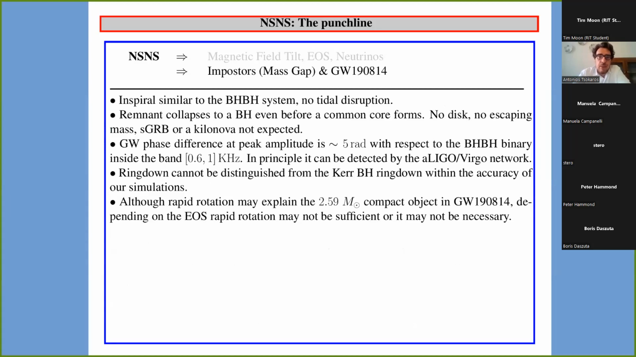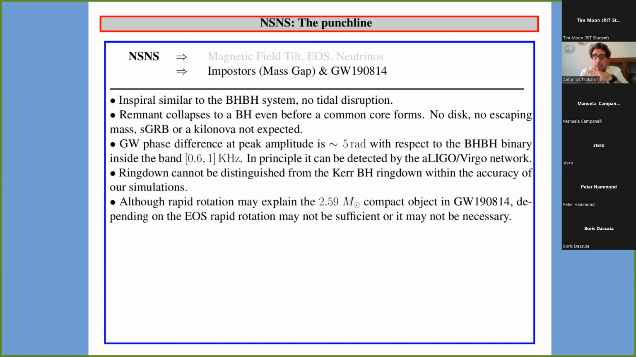Finally, with respect to the neutron stars that may exist in the lower mass gap between 2.5 and 5 solar masses, if they exist, the inspiral is very similar to a binary black hole inspiral. The remnant collapses to a black hole as soon as they touch. Essentially, we don't expect any disk, escaping mass, a short gamma ray burst, or a kilonova. The gravitational wave phase difference between the binary black hole and the binary neutron star is at maximum 5 radians, which is in principle detectable by LIGO, but practically, again, it will be very difficult.